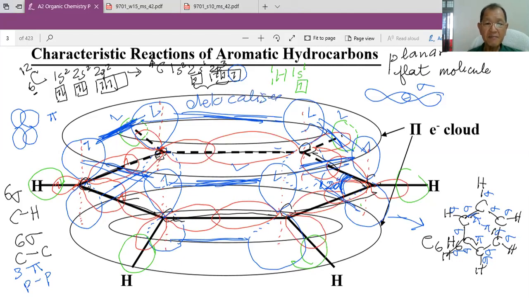Delocalized. When they delocalize, they become more stable. More stable.